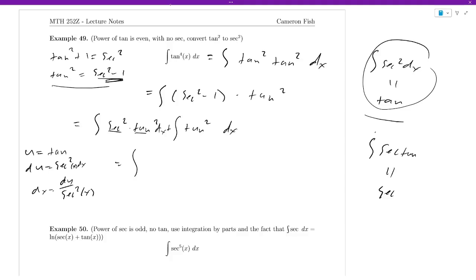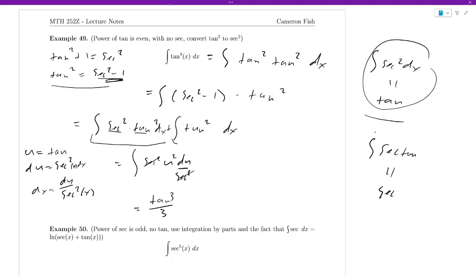So this integral is going to become, right, secant squared. Then tan becomes u, so u squared. And dx is du over secant squared, so those are going to cancel. Totally happy with that. u squared is just going to be u cubed over 3, right? u is tangent, so it'll be tangent cubed over 3. So we can totally handle that first integral, no problem.